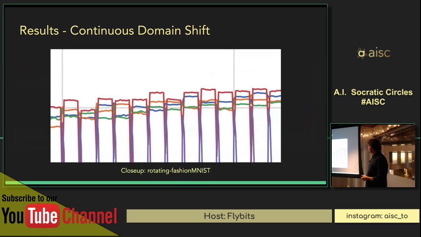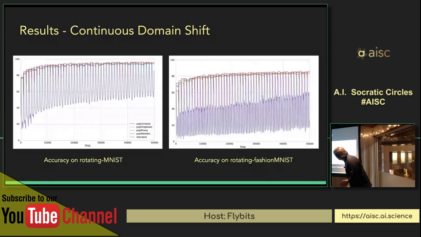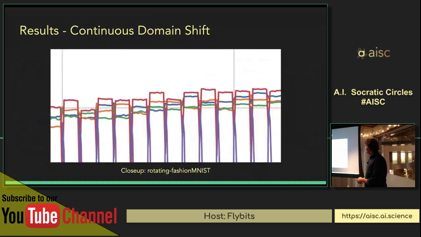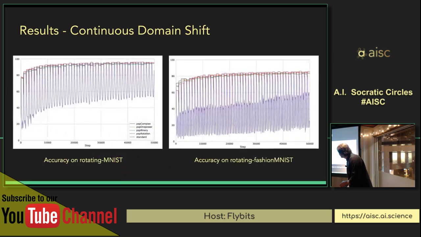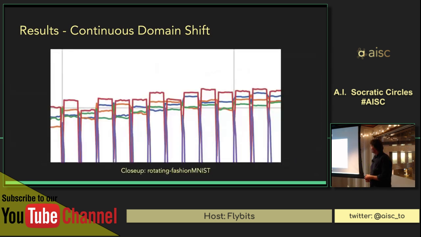I'll do a close-up so you can see the very top. The red here is the rotating PSP. I believe that's one power again. Yes, one power is doing well. PSP complex is the blue, or whatever color that is. Orange is one power, green is binary, red is rotation. At any rate, they're all fairly close together, and they're holding up.